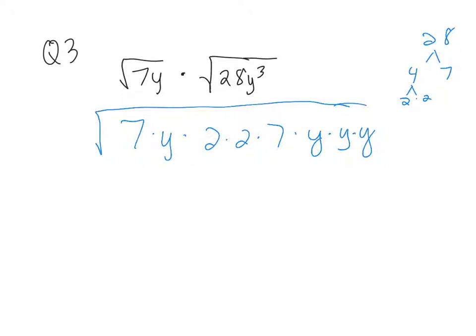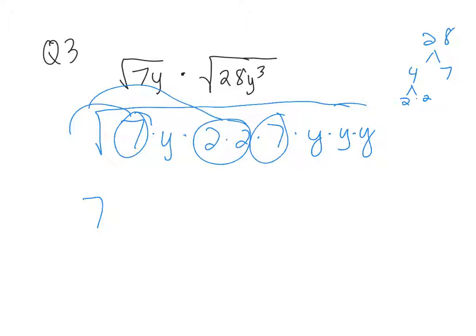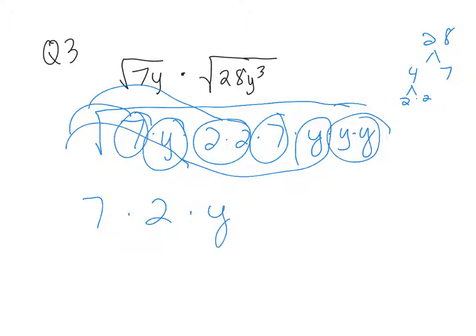Now, in order to pull anything out of the square root, we need pairs. Here we see 2 7s, so I'm able to pull a 7 out. I see 2 2s, so I'm able to pull a 2 out. I see 2 y's here, so we can pull a y out. And I see another set of y's, so we can pull another y out. That will leave us with the answer 7 times 2 is 14. Y times y is y squared.